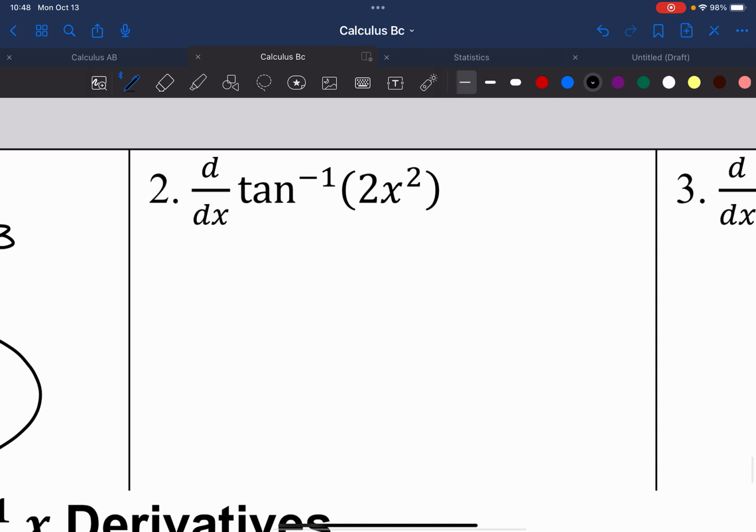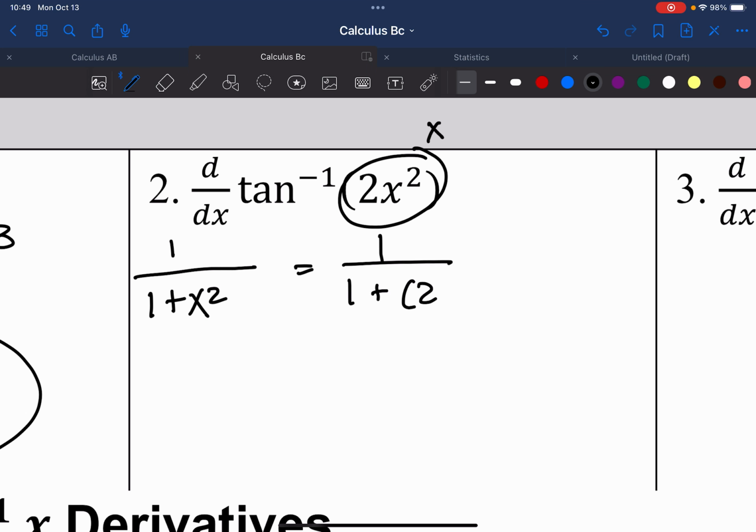Okay, number 2 is taking the derivative of the inverse of tangent of 2x squared. So we know we're using 1 over 1 plus x squared. Well, in this case, x is 2x squared. So this is equal to 1 over 1 plus 2x squared, squared, times 4x, because then we have to take the derivative of what that x value is based off of the chain rule. So really, we have 4x over 1 plus 4x to the 4th.